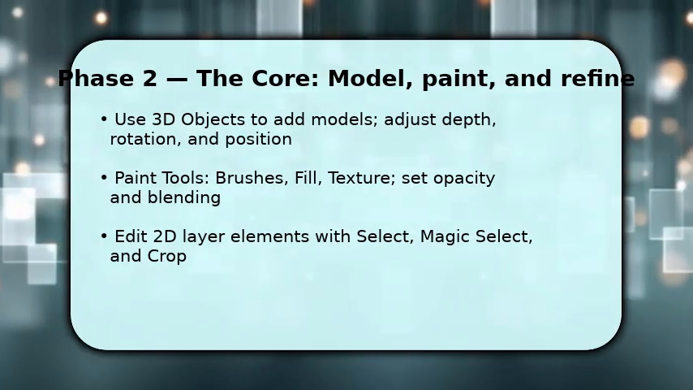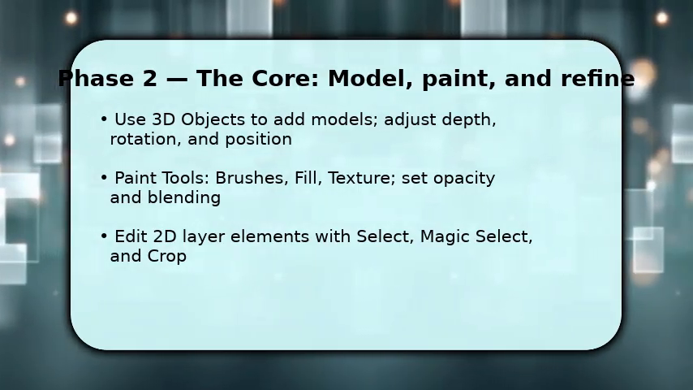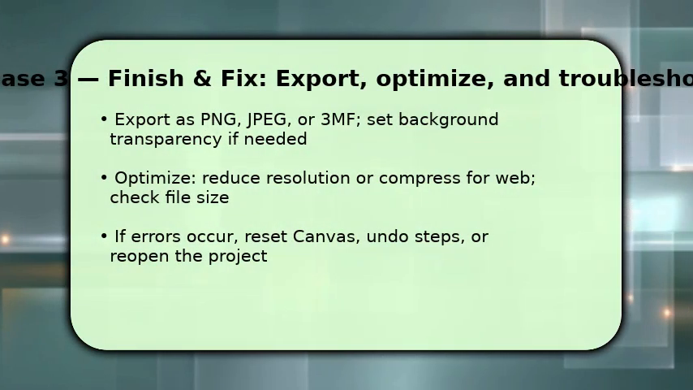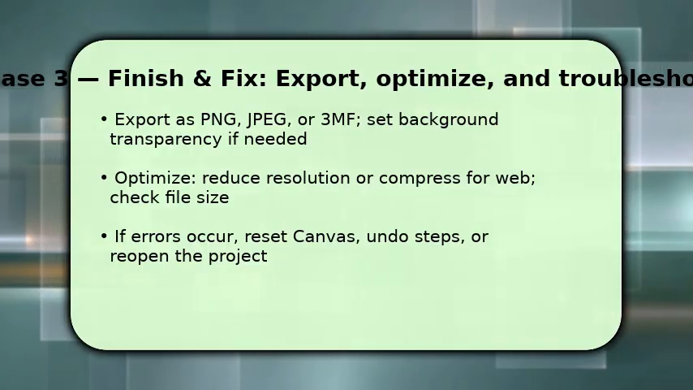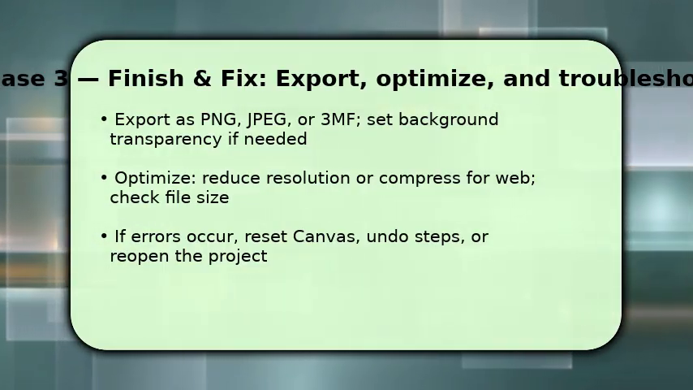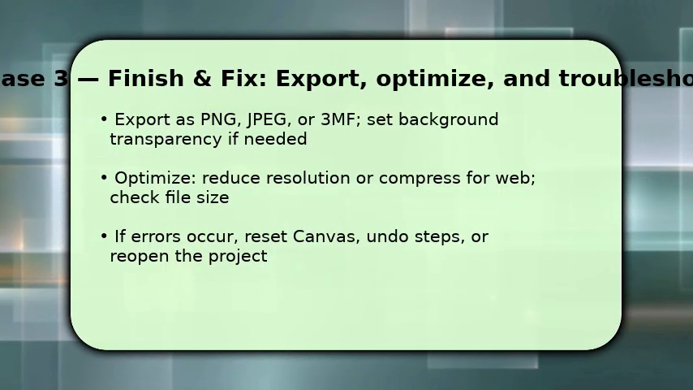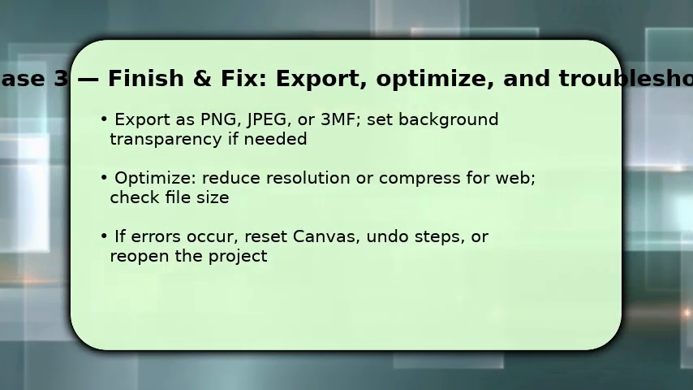Finish by exporting in the format you need: PNG for transparency, JPEG for small files, or 3MF for 3D printing. Make sure to toggle background transparency when required. Then optimize, reduce resolution or compress to cut file size, and preview at target display size.